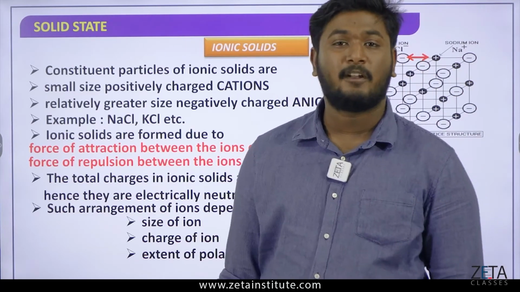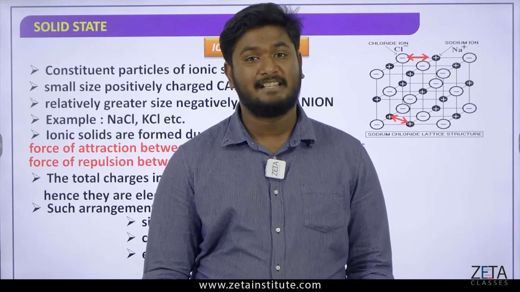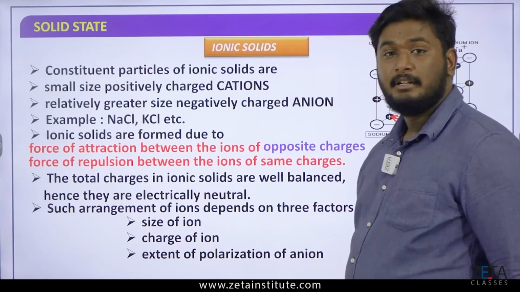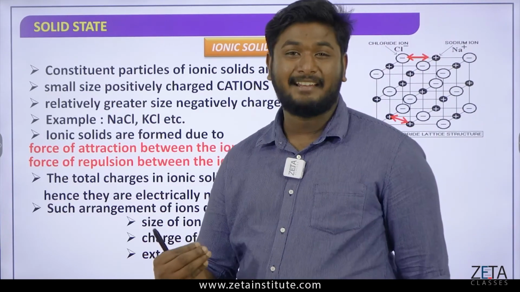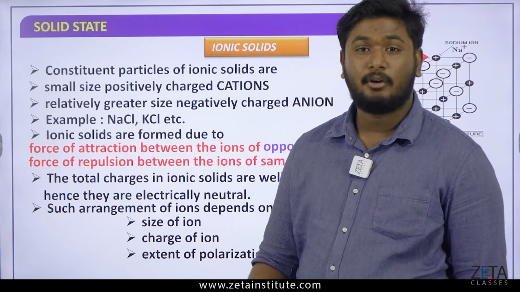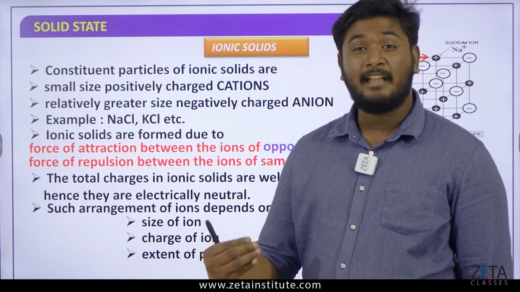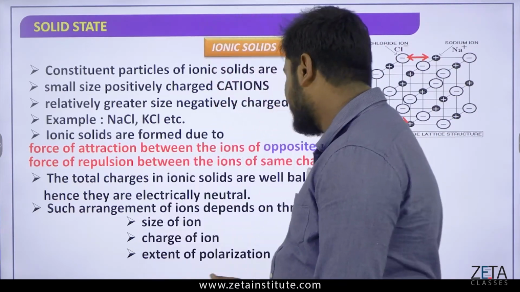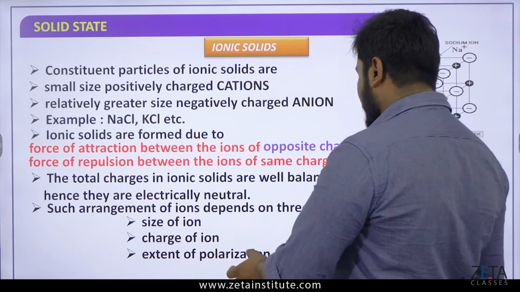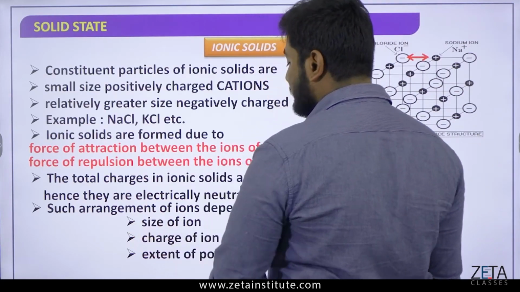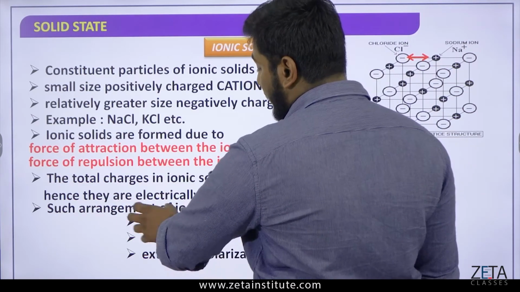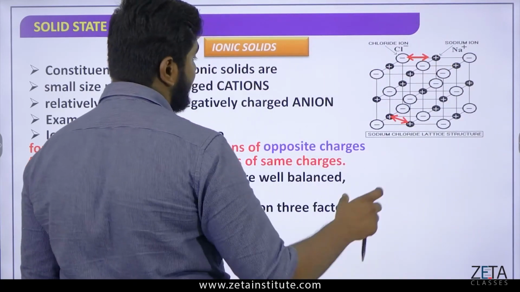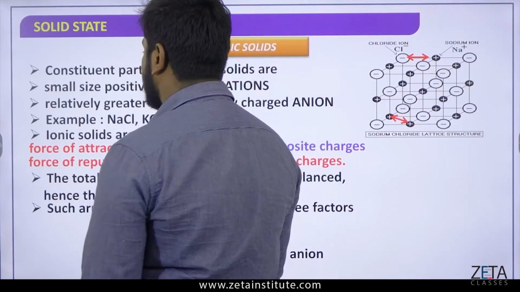We already discussed the polarization concept during our Fajans rule discussion, right? Polarization is the ability of our anion. This we discussed during the covalent character in ionic compounds, that ionic compounds have tendency to share electrons. That is explained by Fajans rule, right? There we discussed the term polarization. So here, the extent of polarization of anion, charge of ion, and the size of ion, these all are deciding the arrangement of our ions. Clear? So this is the structure, or we can say crystal lattice, of NaCl crystal.